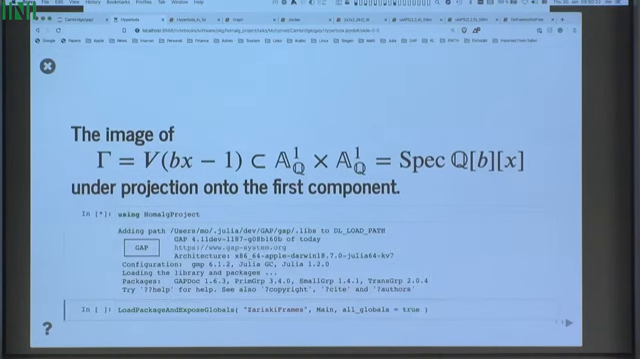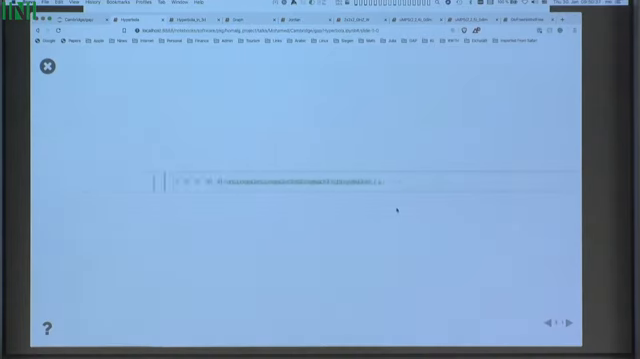I'll just do this on the first example, and then I'm loading the package called Zariski frames. This is the package in which I have implemented this algorithm, Chevalley's theorem. This also takes a while. And then I can go to the next slide.